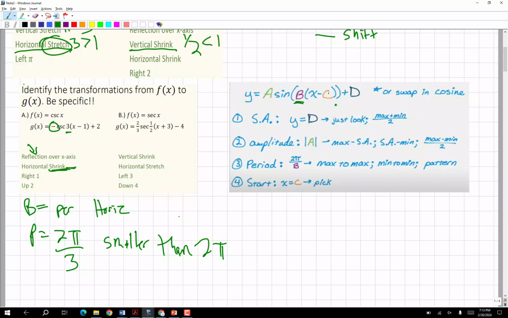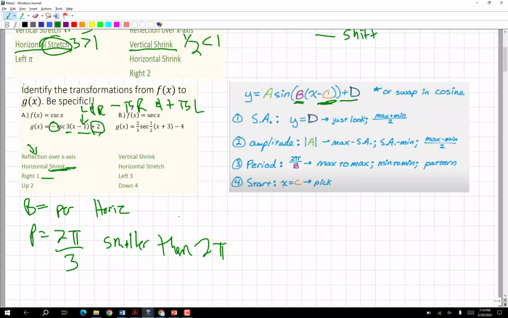And then this part right here, this minus C. So this is going to be -1, right? So -1 means right 1. And then this is +2, which is the up and down. So this inside part is the left and right. And remember, negative is right and positive is left. And then this part just has a regular one.